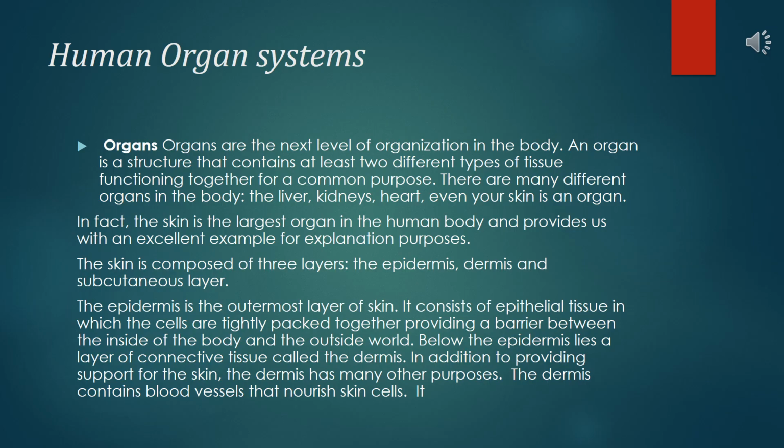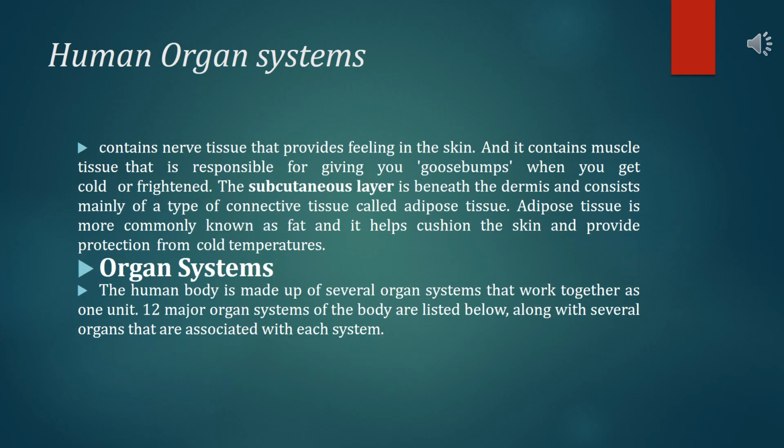The dermis contains blood vessels that nourish skin cells. It contains nerve tissue that provides feeling in the skin. And it contains muscle tissue that is responsible for giving you goosebumps when you get cold or frightened. The subcutaneous layer is beneath the dermis and consists mainly of a type of connective tissue called adipose tissue. Adipose tissue is more commonly known as fat, and it helps cushion the skin and provide protection from cold temperatures.